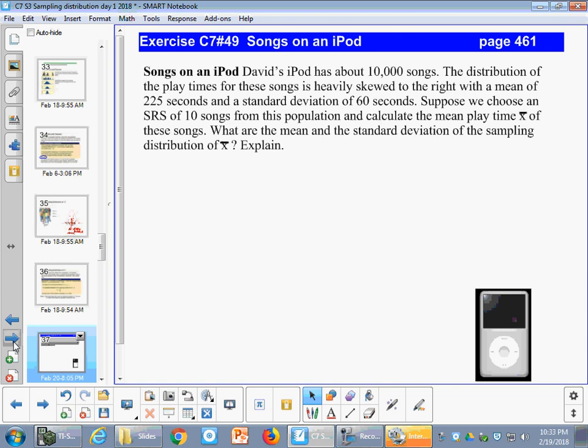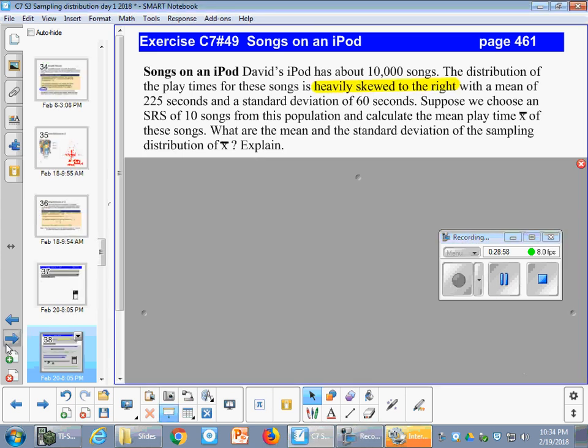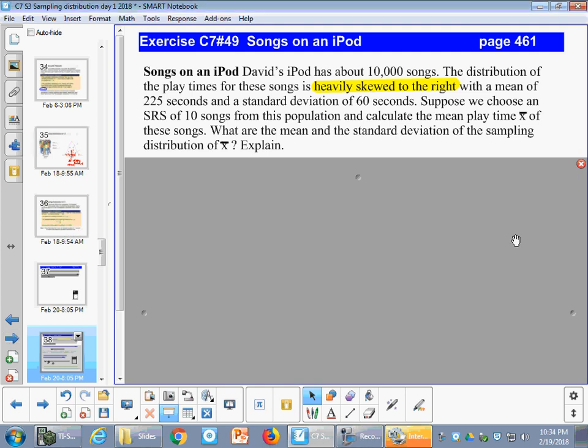You can pause the video. The answers are on the next slide. Okay. This is the answers on the next slide. Please, very importantly, notice that even though it's heavily right skewed, we can still find the center and we can still find the spread. We just don't know what the shape of the sampling distribution will be like because 10 is not big enough.